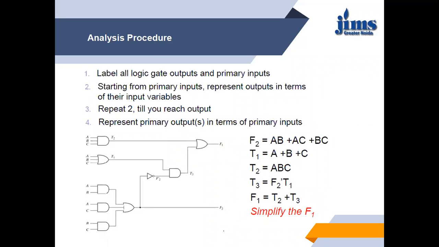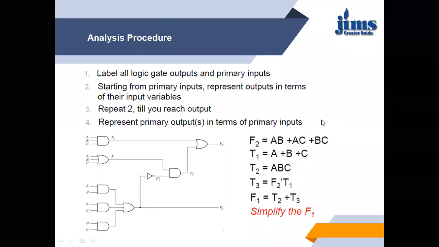This is how we can analyze the input-output characteristics of a given combinational logic circuit. After getting the values of F1 and F2 in terms of A, B, C, we can draw the truth table, where A, B, C are the inputs. Then we have to find out T1, T2, and T3, and the relations are T1 is A plus B plus C, F2, T1, F2 dash T1. So we have to put in these binary values. Then we can find out the values of F1 and F2.